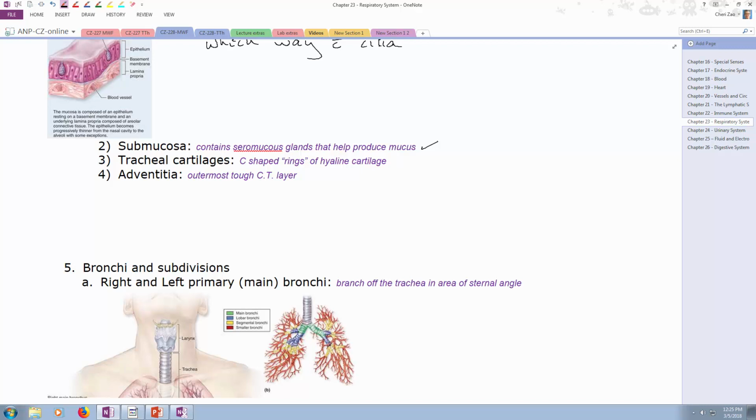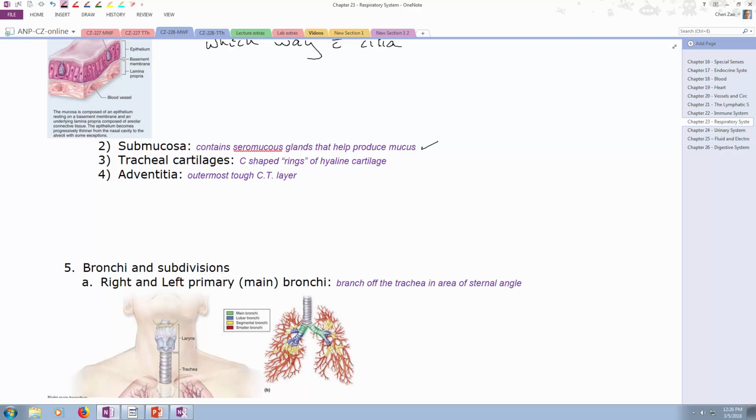Tracheal cartilages, they are C-shaped rings. They're not completely circumferential. They are incomplete posteriorly. So C-shaped rings with the incomplete connection posteriorly, made out of hyaline cartilage. And we're going to draw this in just a moment. On the outermost aspect is adventitia, which is a tough connective tissue layer. So this is different. Adventitia is a thick CT layer instead of a serosa, which is just a thin, simple squamous epithelial layer with a little CT holding it on.